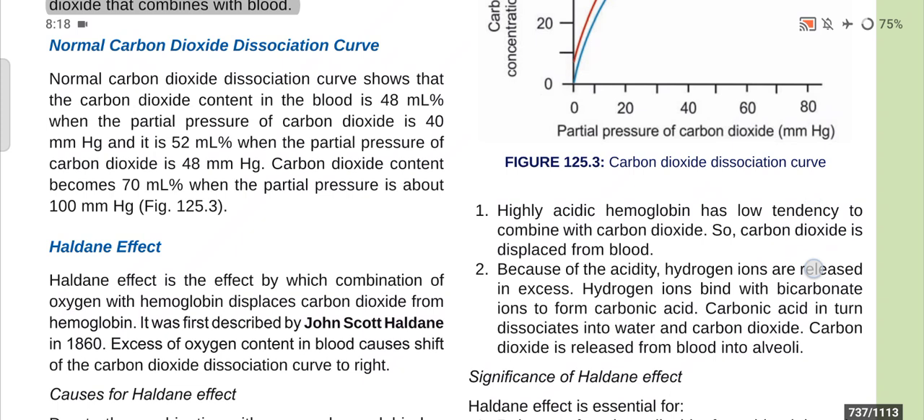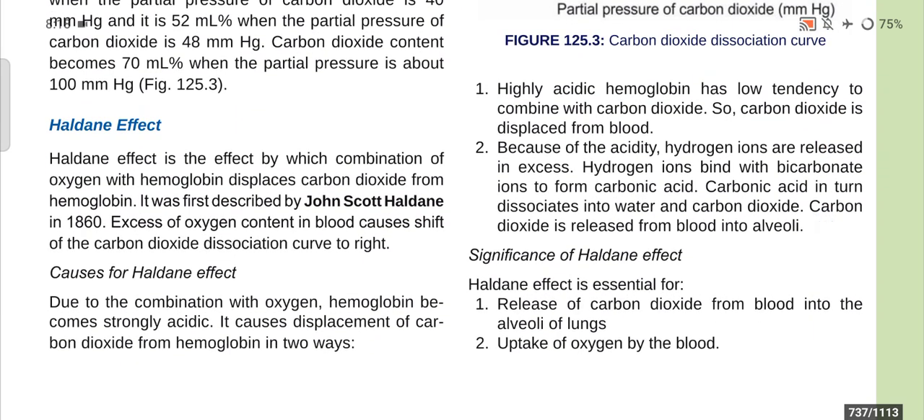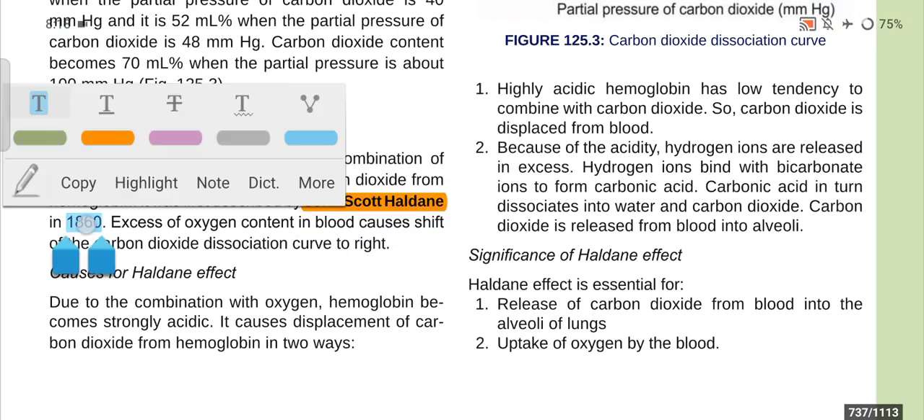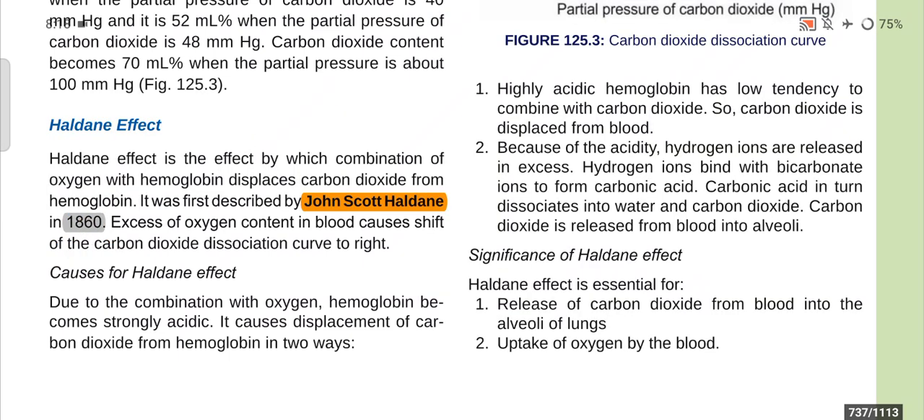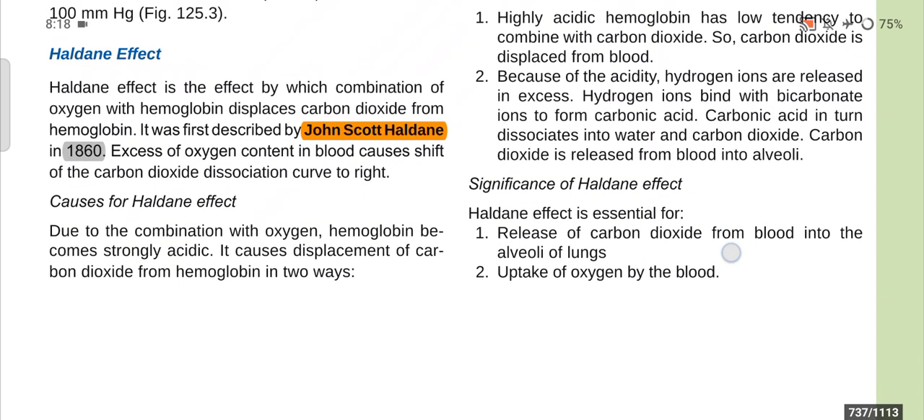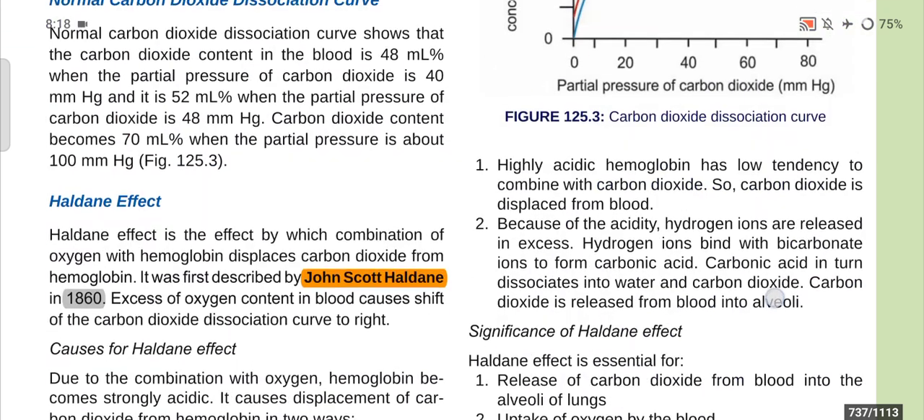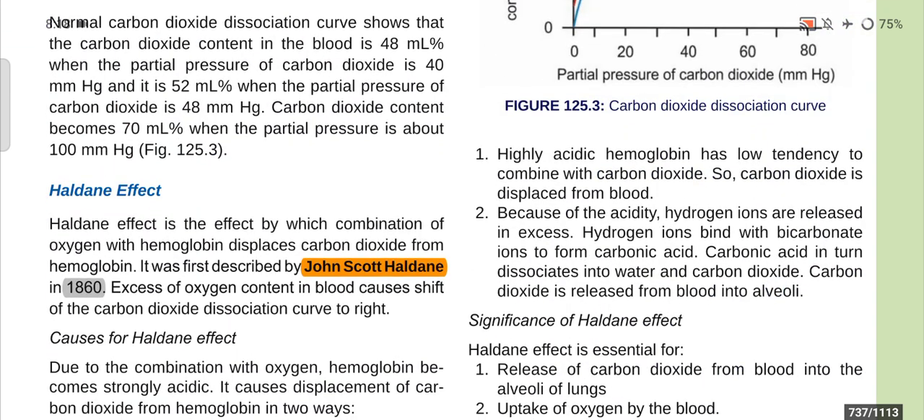Now, the Haldane effect. The Haldane effect is the effect by which the combination of oxygen with hemoglobin displaces the carbon dioxide from hemoglobin, and it was first described by John Scott Haldane. Excess of oxygen content in the blood causes a shift of the carbon dioxide dissociation curve to the right. Now, causes for the Haldane effect. Due to combination with oxygen, the hemoglobin becomes strongly acidic, and it causes displacement of carbon dioxide from hemoglobin in two ways. One is that highly acidic hemoglobin has a low tendency to combine with carbon dioxide. So carbon dioxide is displaced from the blood.